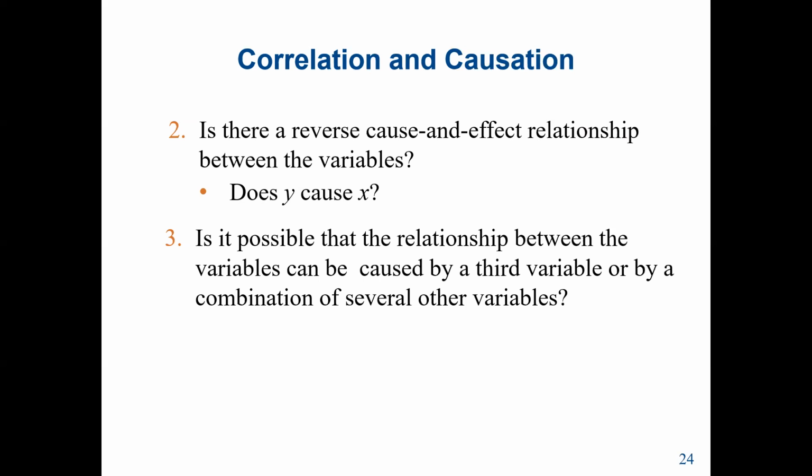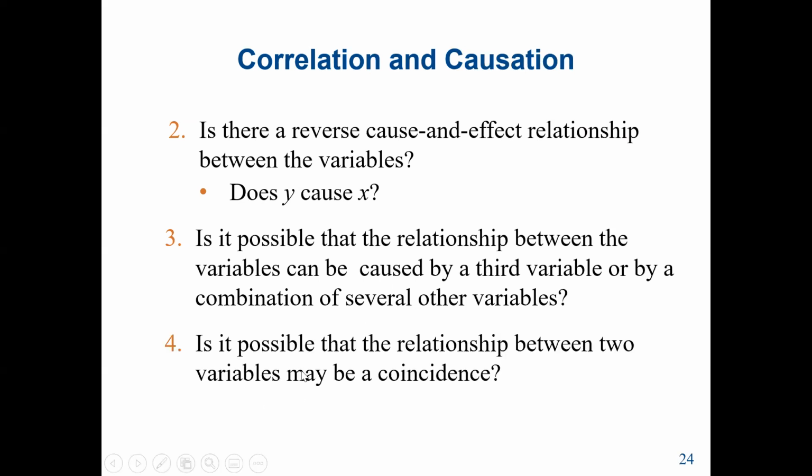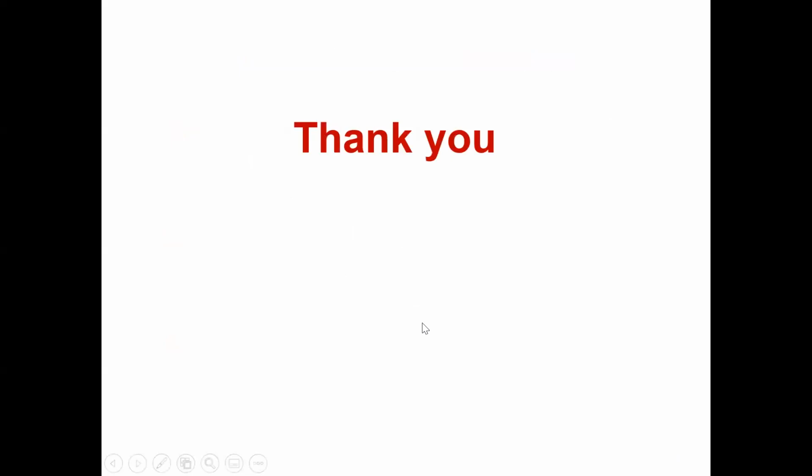So here, for example, in a simple linear regression concept, we have only one independent variable that we are testing with the dependent variable or the response variable. We may have a concept whereby the independent variables may be more than one, let's say 5 or 10, and a combination of these variables may determine the outcome. The outcome response variable must always be only one, but the independent variables can be more than one. So here we say, is it possible that a relationship between two variables may be a coincidence? So we need to consider all these concepts.